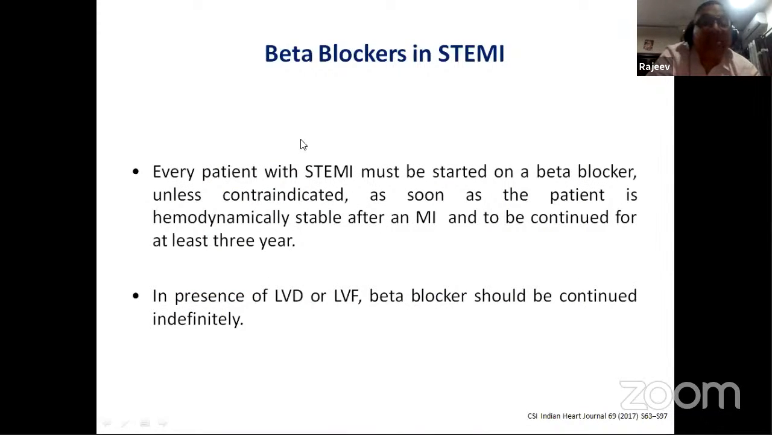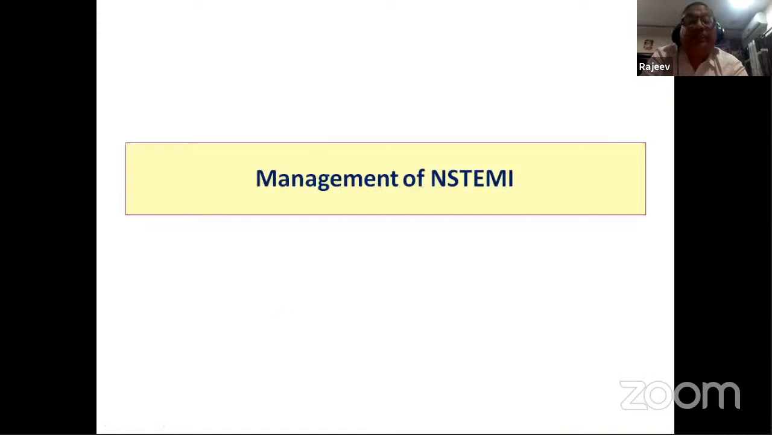Beta blockers in ST elevation MI. Every patient with ST elevation MI should be started on a beta blocker unless contraindicated, as soon as the patient is hemodynamically stable after an MI, and it's to be continued at least for 3 years. In presence of LV dysfunction, beta blocker should be continued indefinitely.